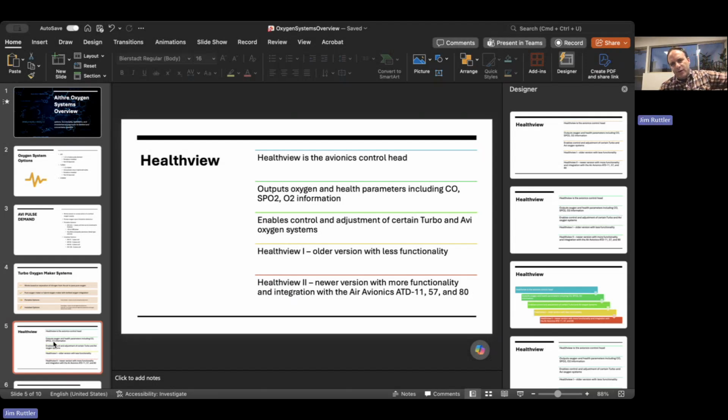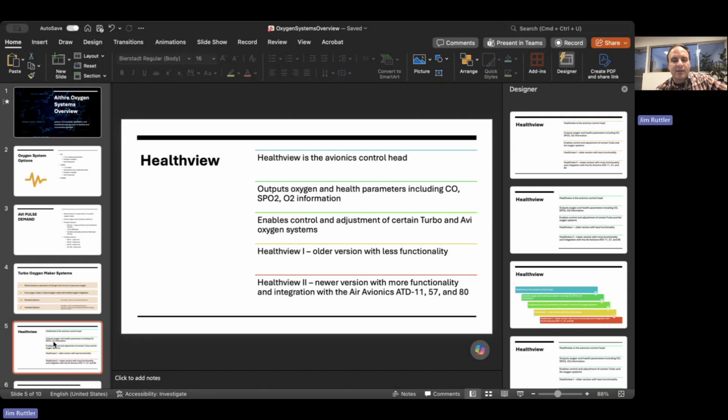In addition, for the turbo O2i and for the AVI installed systems, the HealthView acts as the controller for dictating the amount, the volume of oxygen that is delivered, the timing of the oxygen, whether or not you're blending the oxygen from the bottle and the maker. And so all of the control happens in the HealthView.